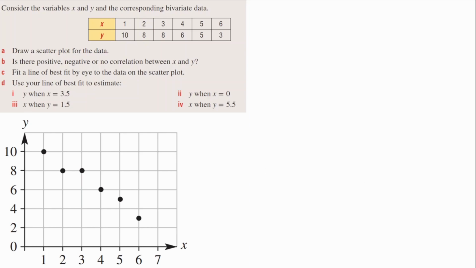And part B, is there a positive, negative, or no correlation? This looks like a straight line and it's going down from left to right. So I would say there is a negative correlation there.